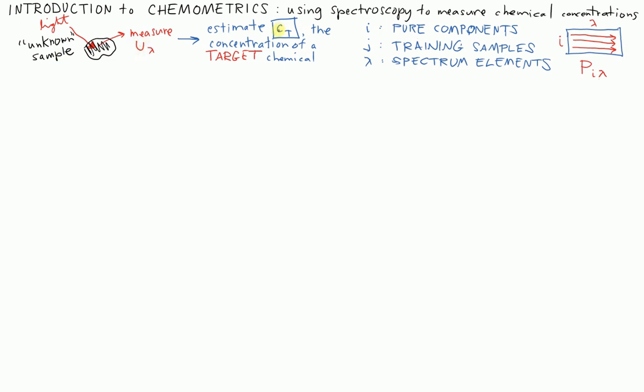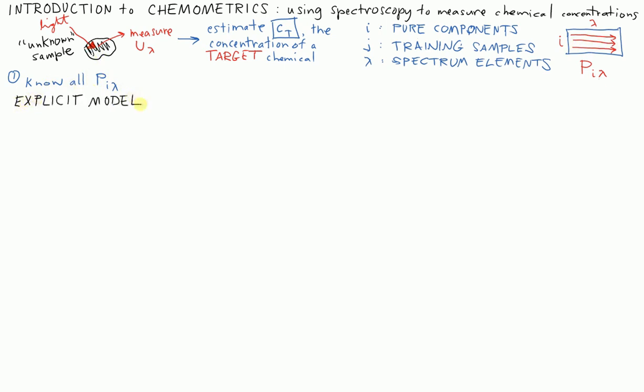So in the first scenario, what we're going to say is that you know all of this spectral information P. You know all of the spectra of the pure components. So you know this P sub i lambda matrix in its entirety. So that's a lot of work. You have to know what every chemical was in this sample, and you have to take good reference spectra of all of them. Okay, so that allows us to build what we call an explicit model.